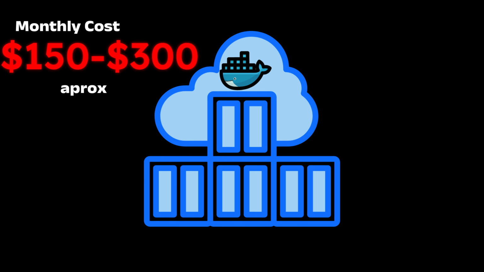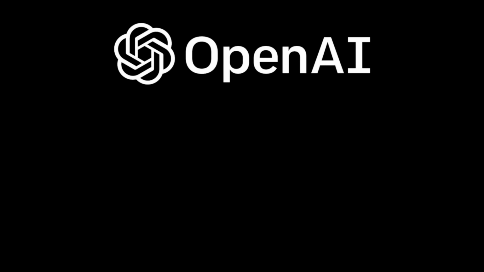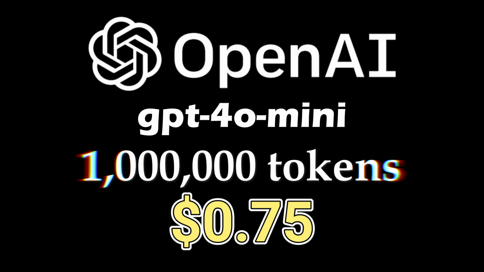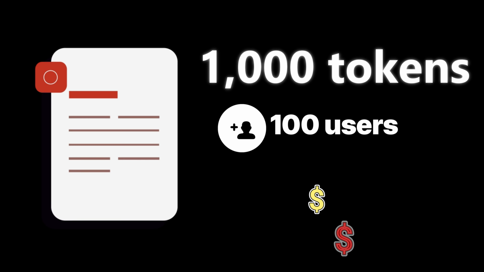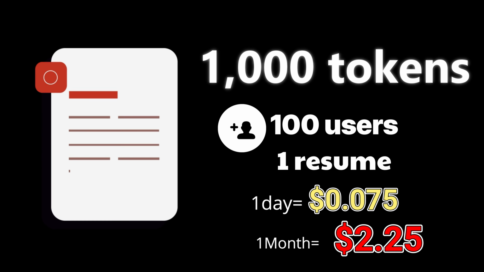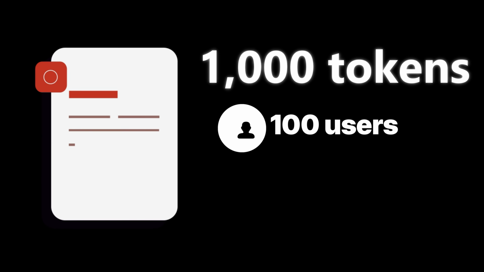Now, compare that to using a provider like OpenAI. Take their GPT 4.0 mini model, for example. 1 million tokens for just 75 cents. The average resume? About 1,000 tokens. If 100 users generate one resume every day, your daily cost would be just 7.5 cents. In a month, $2.25. Even if each user generates 5 resumes a day, the total monthly cost would still be only $11.25. So, is the best option really the best for you?